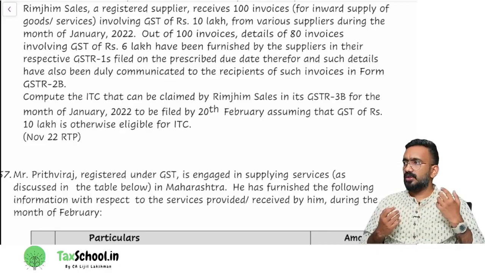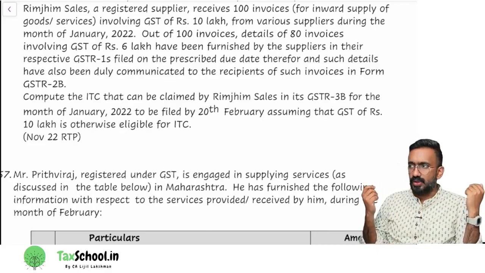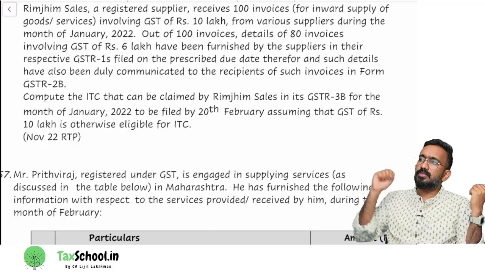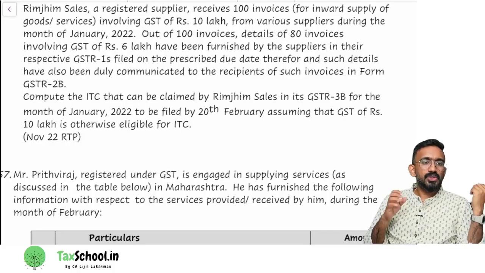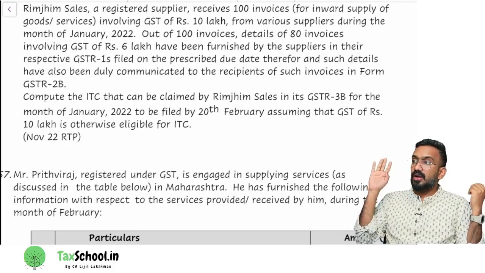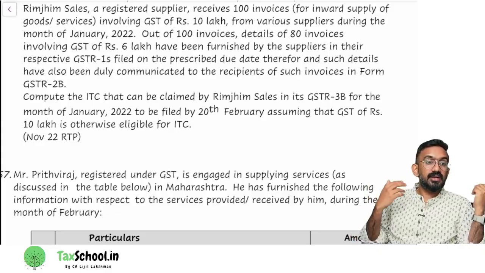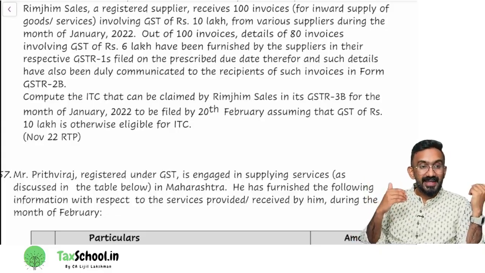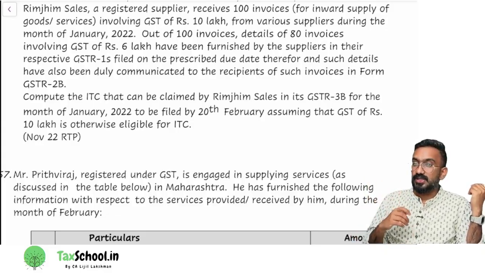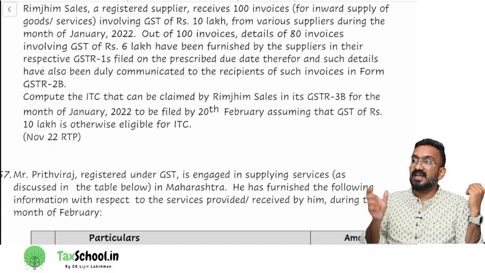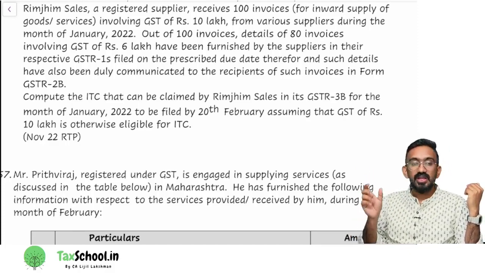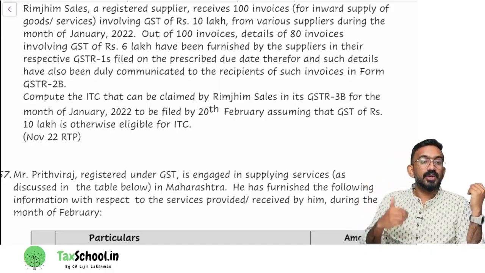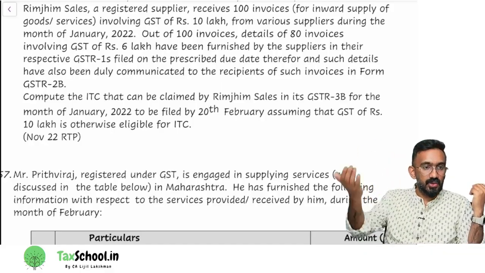But what happened? You will not be able to take 10 lakh credit because out of this 100, only 80 are uploaded by your supplier and reflected in your 2B. So there are 20 invoices not yet come to your 2B. You can take the ITC only when it reaches your 2B. So you can take only a credit of 6 lakh in the month of January. Balance 4 lakh you can take only in the month in which they upload and reflect in your 2B.